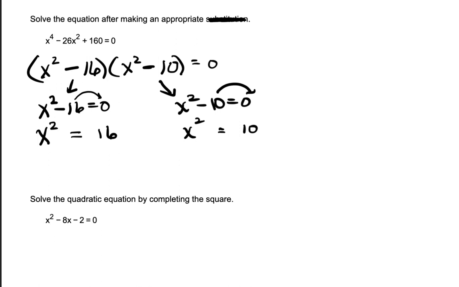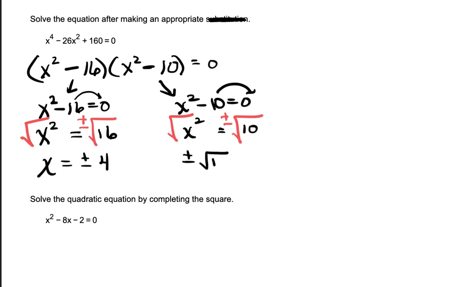And we don't want x squared, so don't put 16 and 10 as your answer. We want x equals. So using the square root property, don't forget positive and negative. This is what gives you your extra answers. So we are left with x equals plus and minus 4. And over here you have plus and minus square root of 10. Not much you can do with that. This is actually 4 answers.